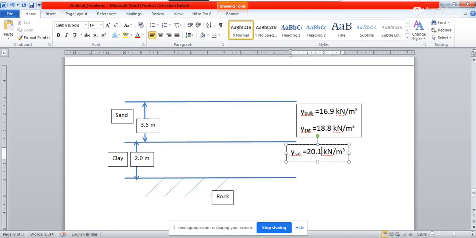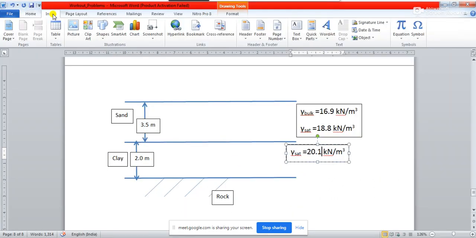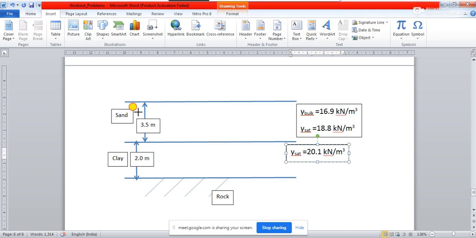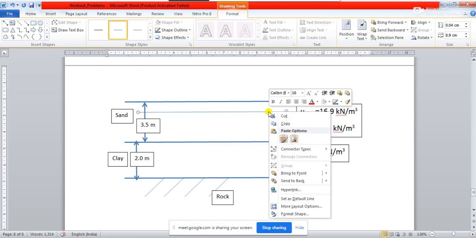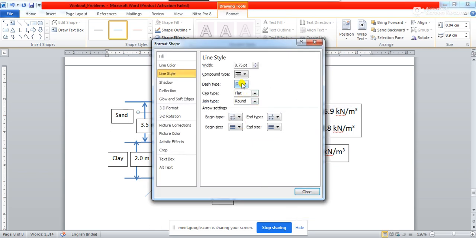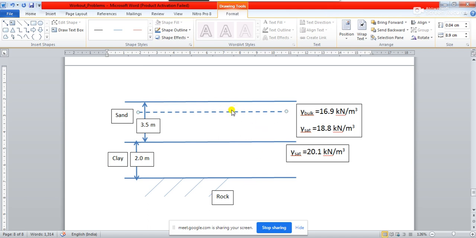So where is the groundwater table? Let me draw another line for the groundwater table, and let's say this is my groundwater table line. Let me make it a little bit dotted, so it will be more clear. I take this line style and make it a little bit bolder. So you see this is the location of the groundwater table.